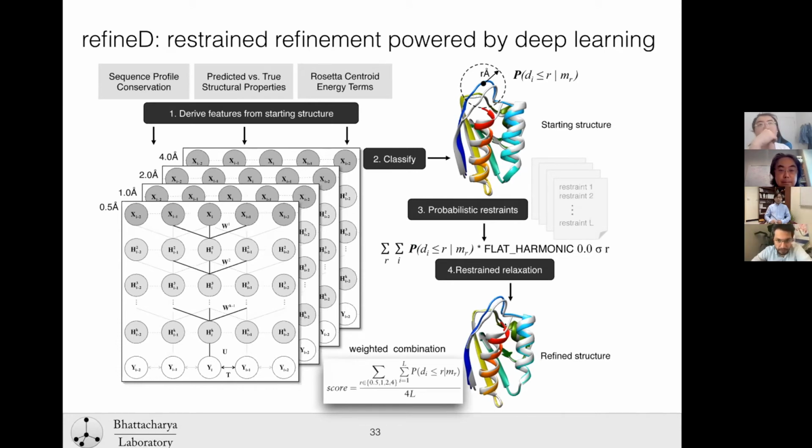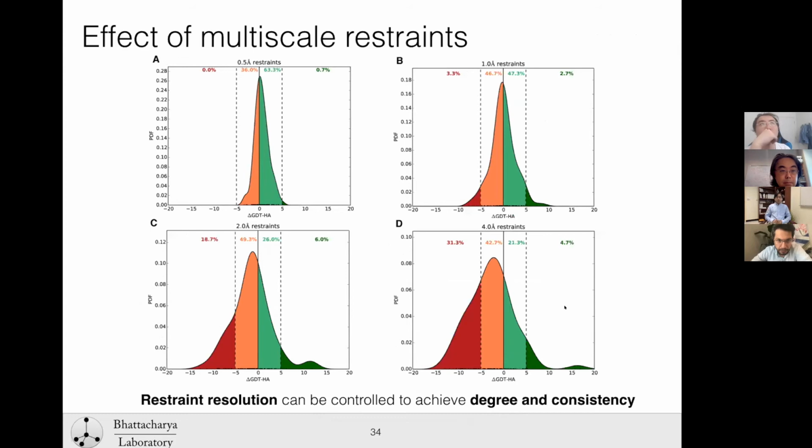And that is the refined method. That is the flowchart of the refined method, really. Let me show you some results that we got. The first thing we tried is to see the effect of these different multi-scale restraints.